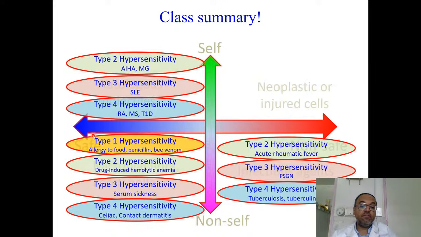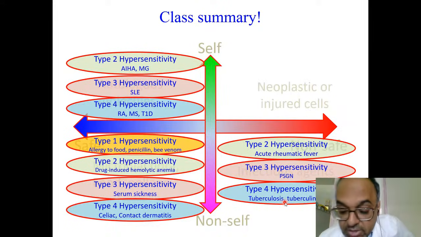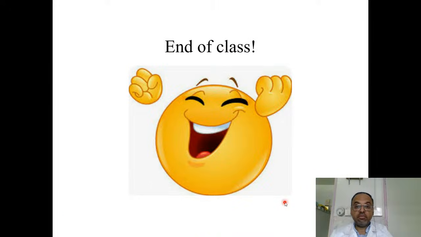Against safe non-self entities, it can be celiac disease against gluten, which is part of the wheat flour, or contact dermatitis. We can have type 4 hypersensitivity, which is an autoimmune disease like rheumatoid arthritis, multiple sclerosis, or type 1 diabetes. Type 4 hypersensitivity can also occur against infectious agents, and the best example for it is tuberculosis. So this is basically the end of this class.